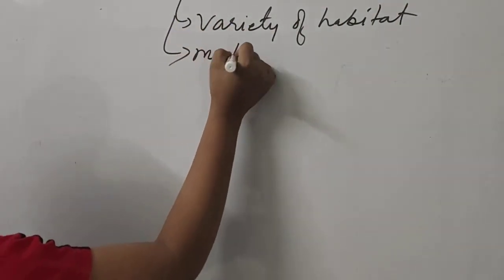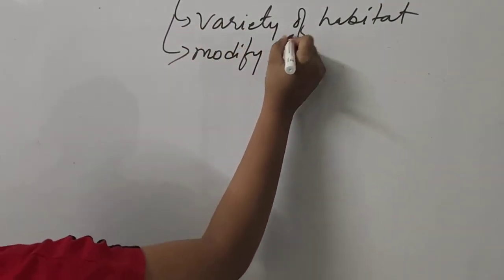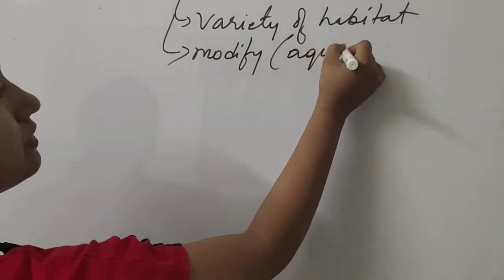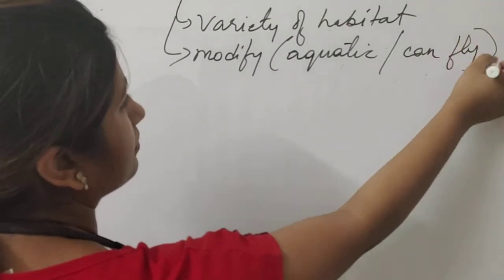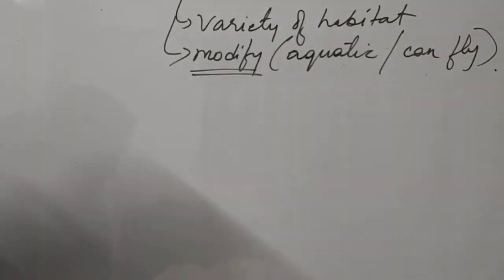Some modify to live in aquatic habitat, and some can fly. So some mammals modify.